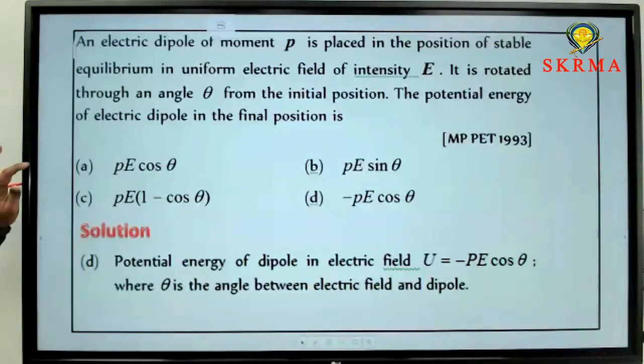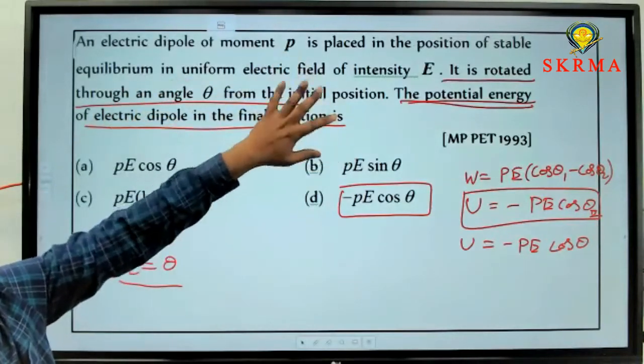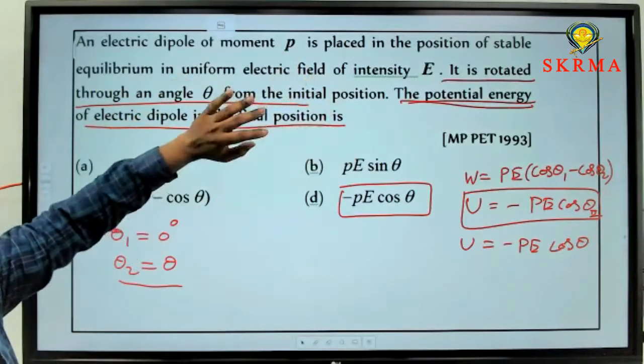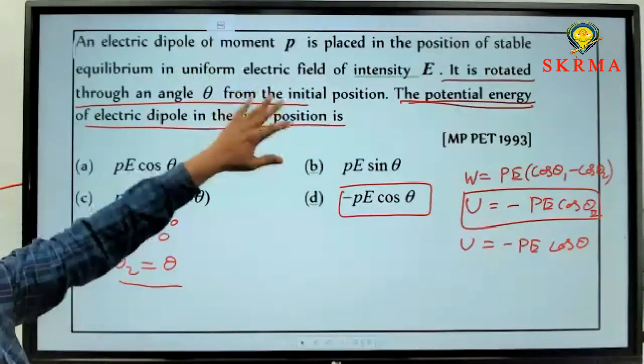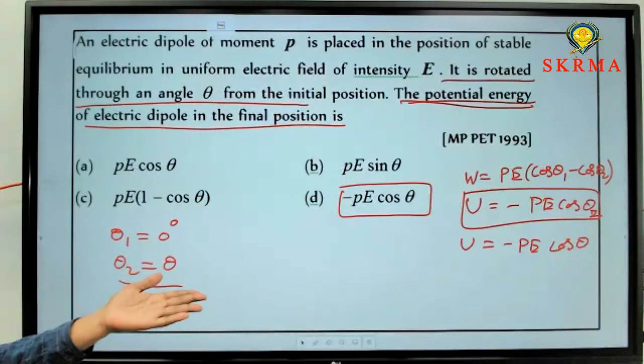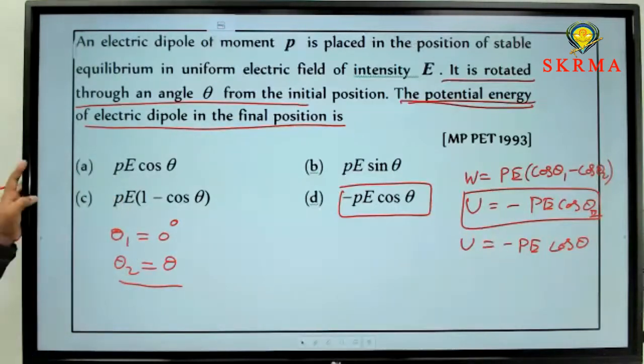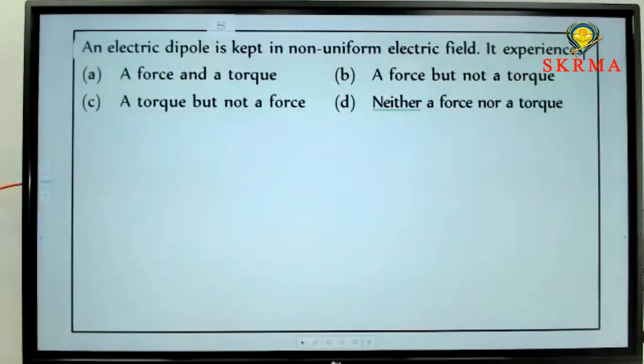Just read the question carefully. Here he is asking about potential energy in the final position. That means you have to substitute the final angle there. Final angle is how much? Final angle is theta, so substitute theta there. Now, next question. Go through the next one.